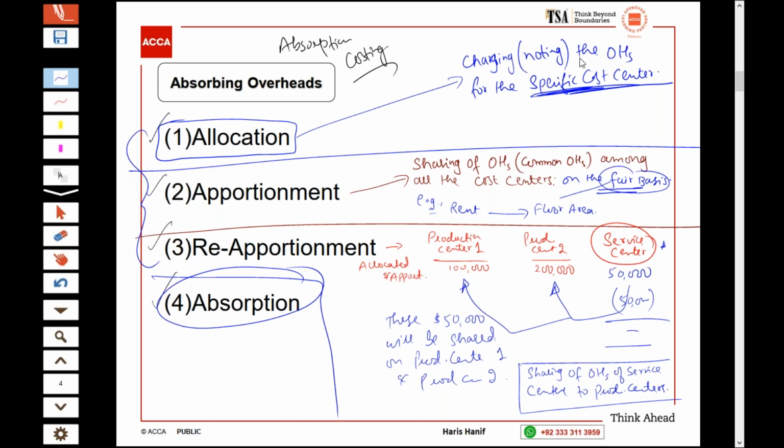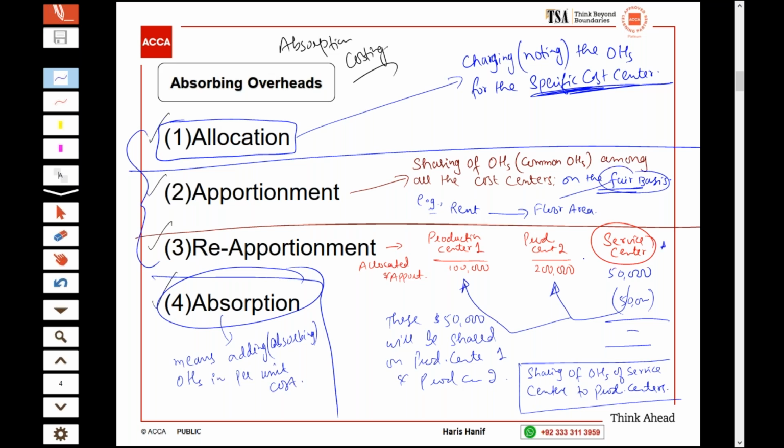What are the stages? I'm again repeating. That is the allocation, apportion, reapportion, and that is the absorption. Now absorption means adding. Adding means absorbing overheads in per unit cost. The term absorption means adding overheads in the per unit cost.